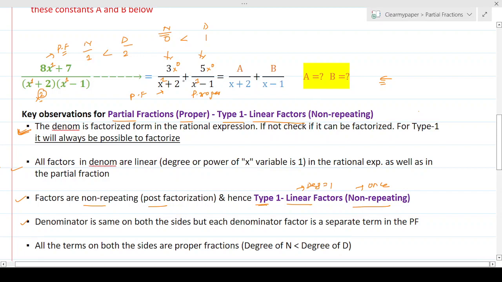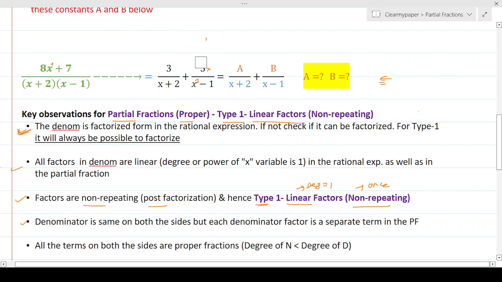We have to maintain this, because if you don't maintain this degree, it will become an improper fraction, and that's type 4. We're talking about type 1. So we always have to maintain that the incoming rational expression was a proper fraction, and hence once you split it into partial fractions, the individual terms by themselves are also proper fractions, where the degree of the numerator is still less than the degree of the denominator. So that's one thing you need to think about.